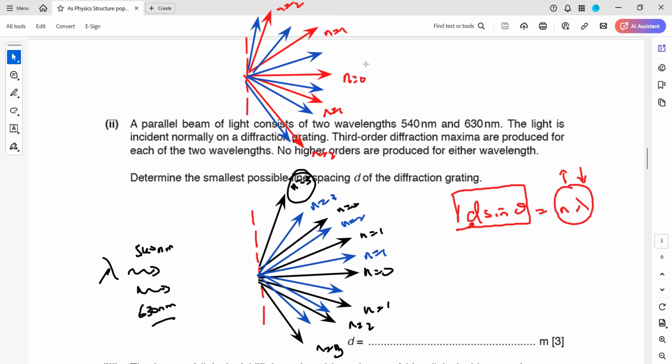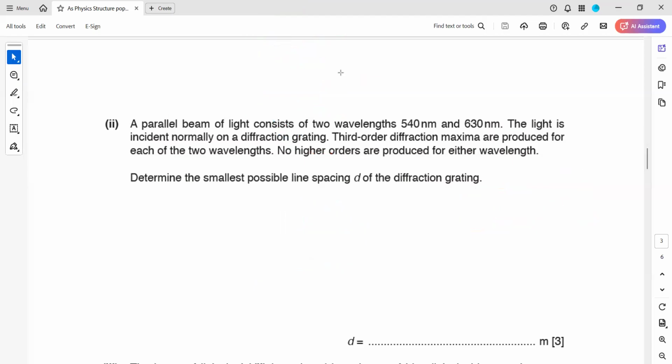So the order of the image depends on the value of n. Is it clear? The concept of diffraction?